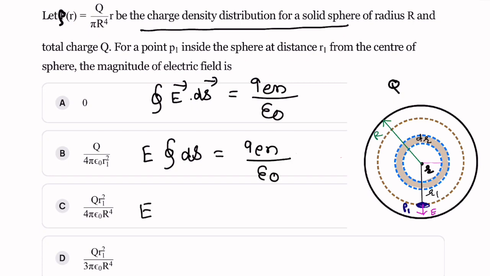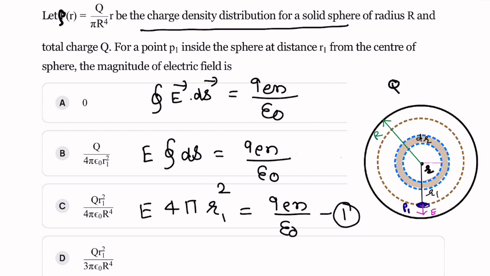Now the left hand side of the above equation is E times integration of dS, and the right hand side is q enclosed by epsilon 0. Integration of dS is nothing but the surface area of the Gaussian surface, 4 pi r1 square. So E into 4 pi r1 square, because the electric field intensity is calculated at a distance r1 at point P1. Now the right hand side is q enclosed by epsilon 0, equation 1.